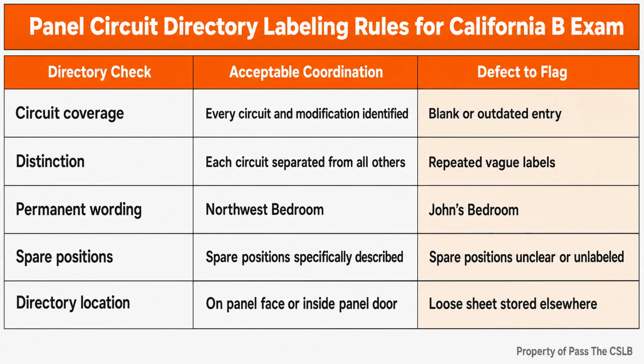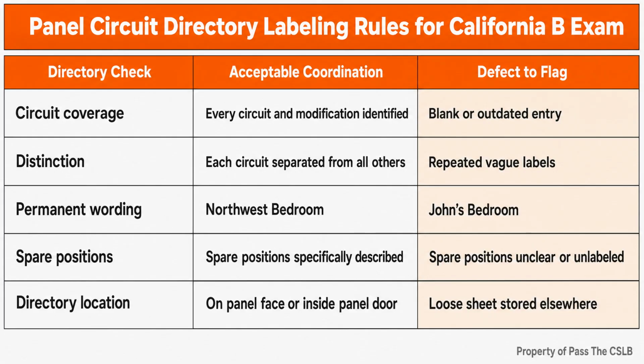The next coordination issue is space, and this is where 2 different rules are commonly blended together. Working space is the clear zone in front of the electrical equipment. Dedicated equipment space is the protected vertical zone associated with the equipment footprint. One is primarily about a person reaching and working at the panel. The other keeps foreign systems out of the panel's dedicated vertical area.